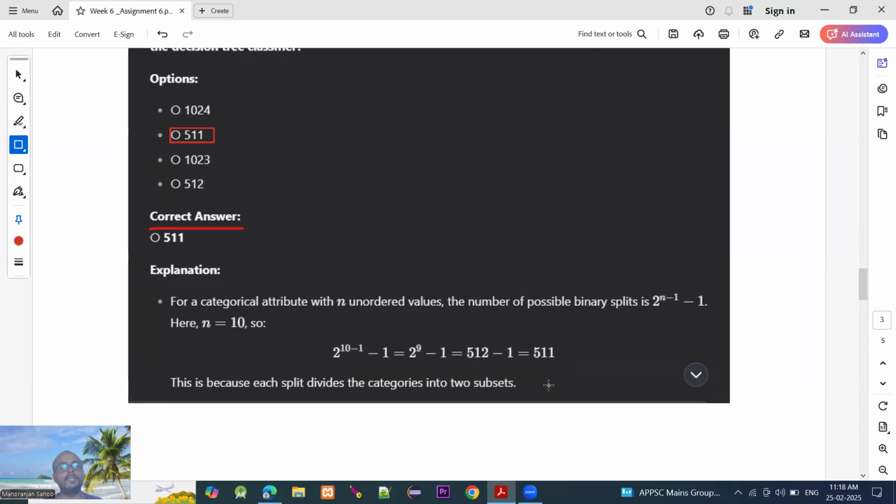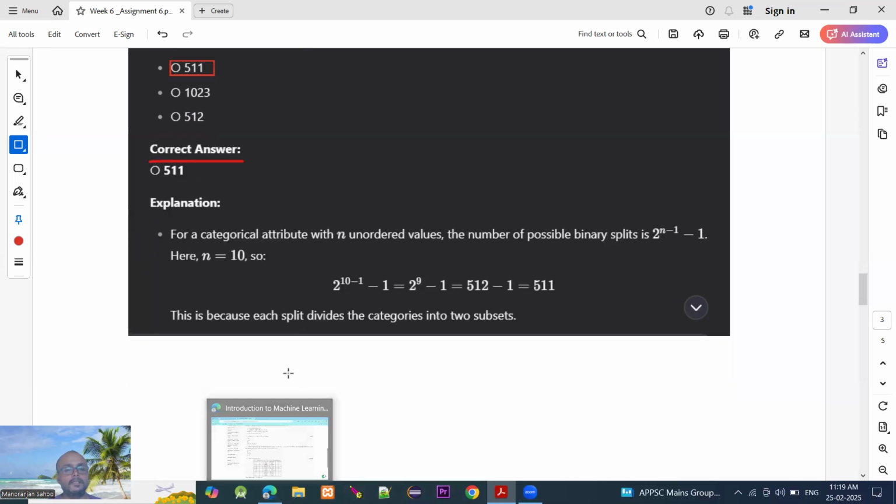This is because each split divides the categorical values into two subsets. You know how the calculation is done, so remember this formula: 2 to the power n minus 1, minus 1. After that we get the result 511.